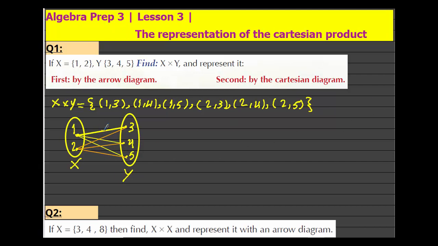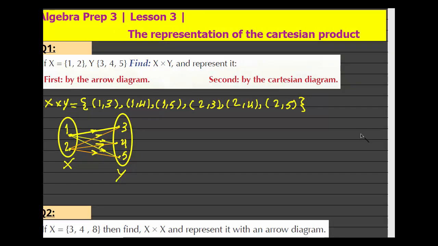We have how many arrows? 1, 2, 3, 4, 5, 6 arrows. Now we have the arrow diagram. Then the Cartesian diagram.